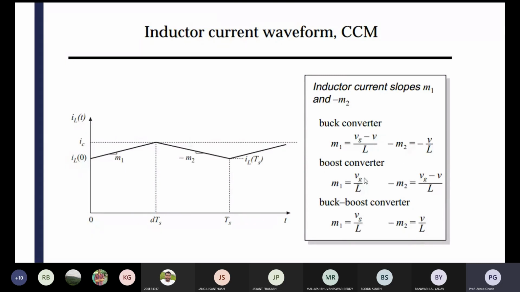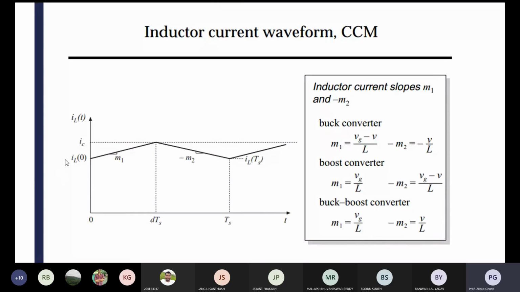Means V0, there will be no V0 in that expression. That's why Vg minus V0 means Vg minus 0 divided by L. That's the only reason. And in M2, the second slope, it will be Vg minus V by L. For the buck-boost converter, M1 equals Vg by L and minus M2 equals V by L. So that is how the expression comes.